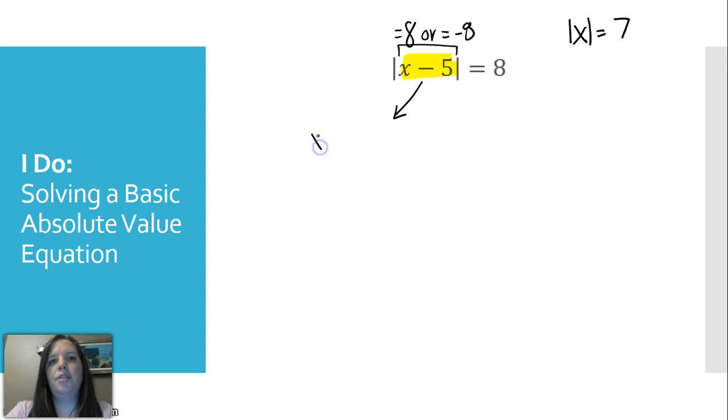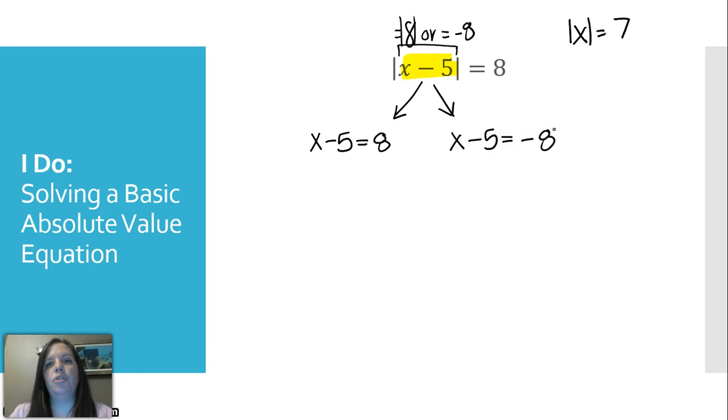We say that either this inside part of the absolute value, what's inside the absolute value bars, has to be equal to the positive value, because if we took the absolute value of 8, we would get 8, or this x minus 5 has to be equal to the opposite value. It has to be equal to negative 8. So one of those has to be true. If it's equal to 8 or it's equal to negative 8, when we take that absolute value, it's going to equal the number we want.